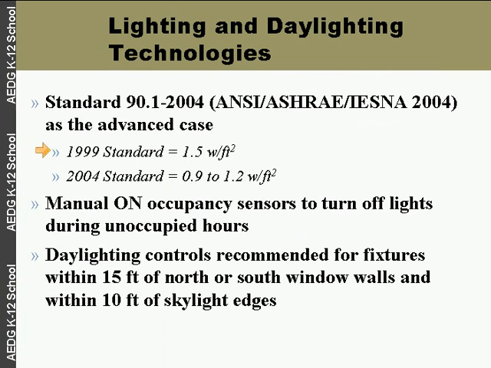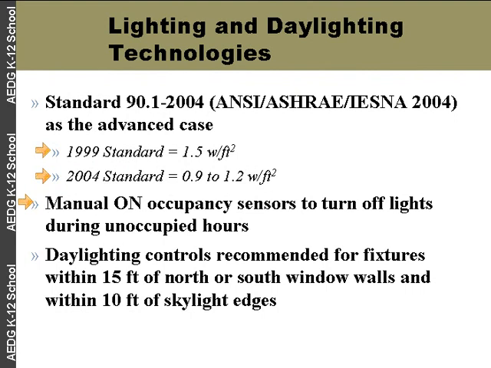Again, we see that the 99 standard would have allowed 1.5 watts per square foot. Actually, the 2004 standard, I'm trying to remember, I think it's 1.2 or 1.3 watts per square foot, and so it's a little bit of a typo there. In the AEDG, it really ranges from 0.9 to 1.2 watts per square foot.